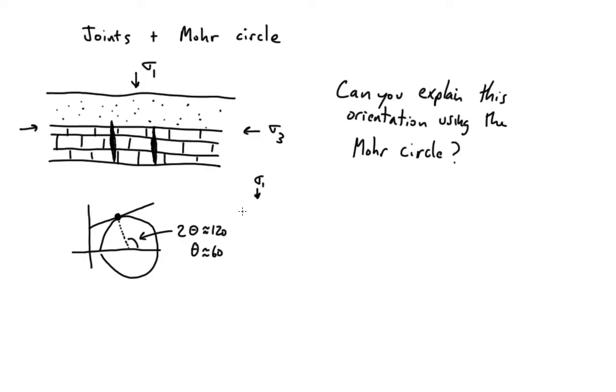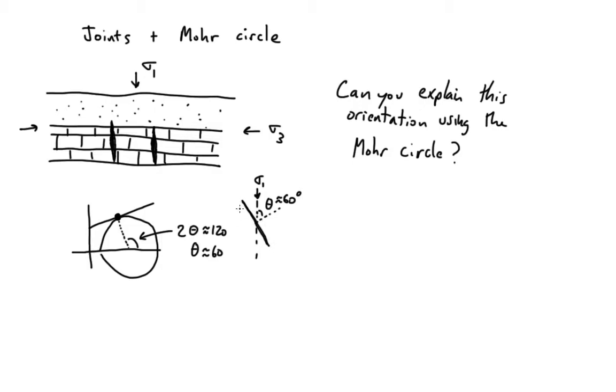And we define theta as the angle between sigma 1 here and the normal to the plane that we're talking about. Okay, so this is theta around 60 degrees. So that's not what we're describing here. We're looking at sigma 1 being parallel to the orientation of the crack.